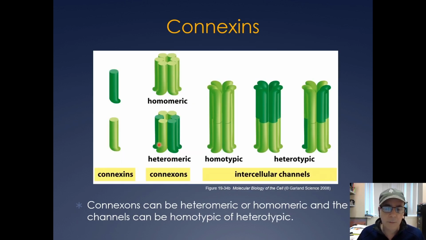They can come in all shapes and sizes. You have the different connexons. They can be homomeric or heteromeric, and homotypic and heterotypic, and so they just form these small channels. You guys don't really need to worry too much about these. Just know that there are these channel junctions that occur in cells.